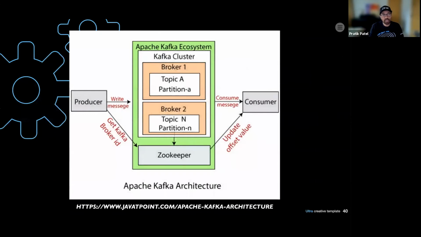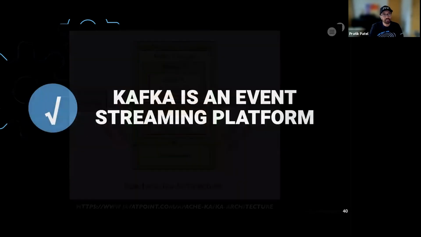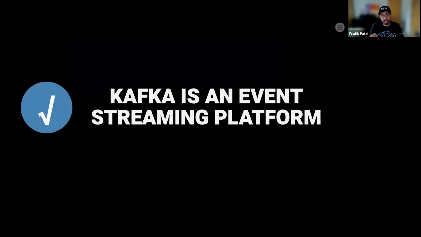So if we have a look at Kafka architecture, it has this concept of topics and partitions, and this concept of producers and consumers, and it uses something called Zookeeper. Well, newer versions of Kafka use something else aside from Zookeeper to do coordination between those topics and partitions, okay? And the most important thing to understand is that Kafka is an event streaming platform and not a message queue platform, right?